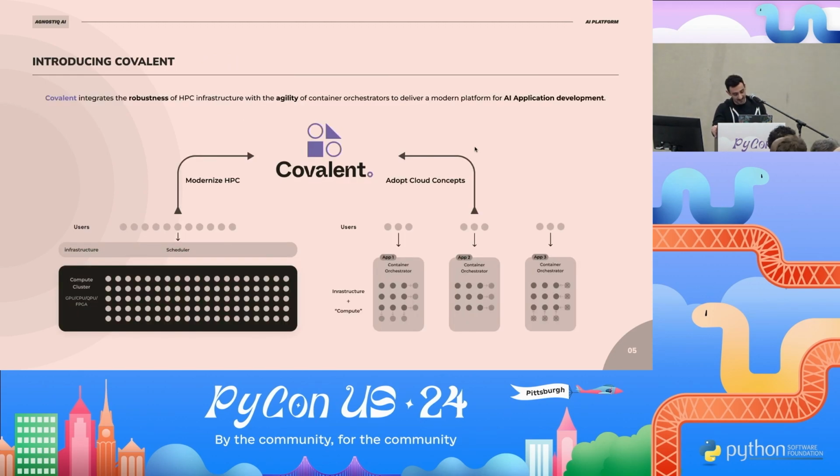So again, we're proposing Covalent as one approach for doing this. What we hope to accomplish with it is to combine the robustness of HPC with the agility of modern container orchestration for AI development.